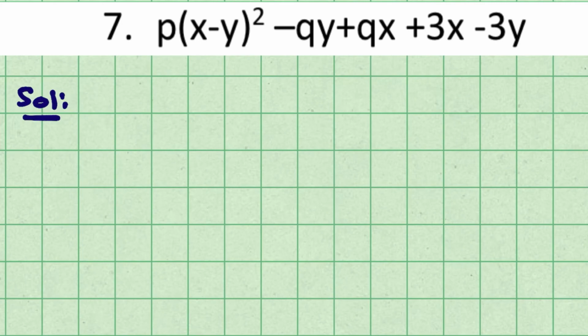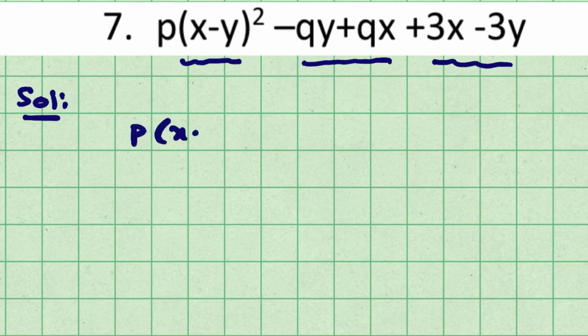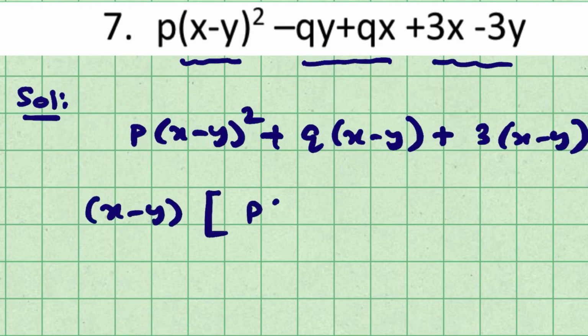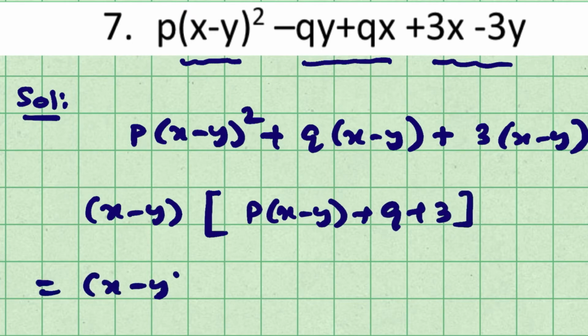Let's try question number 7. This one, also by inspection, we notice that (x - y) whole square is present here. Here also I can take common and we'll get (x - y), and here also I will get (x - y). So let's take common (x - y) whole square plus q times (x - y) plus 3 times (x - y). If I take (x - y) common, we'll get (x - y)(p(x - y) + q + 3). And that's it. This is the answer. This is the most simplified form.